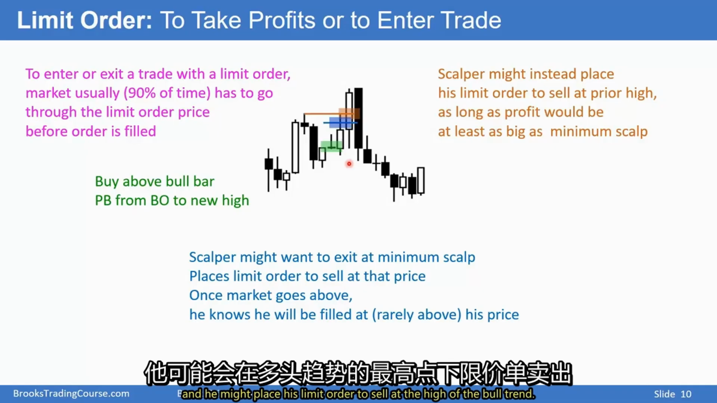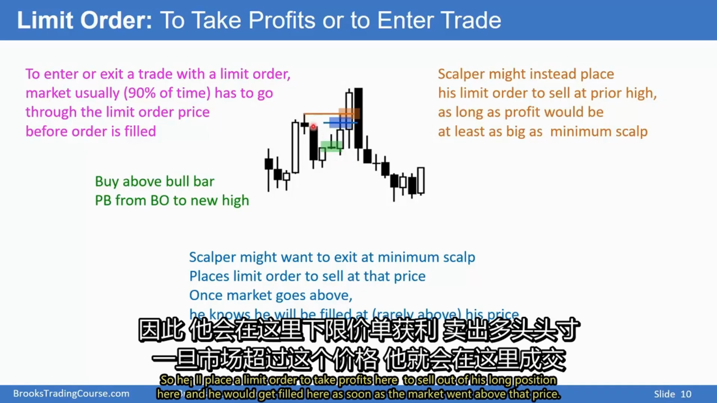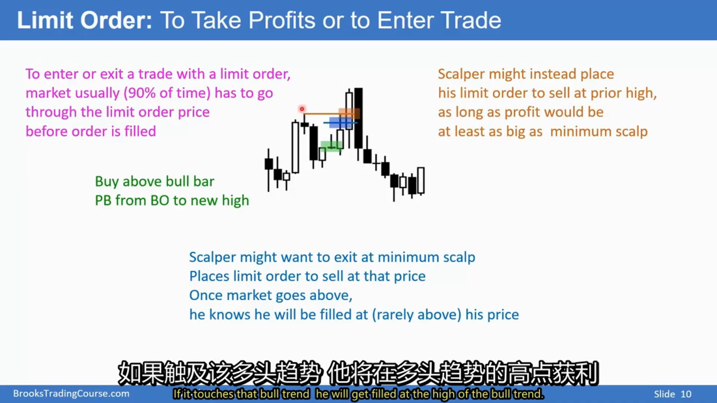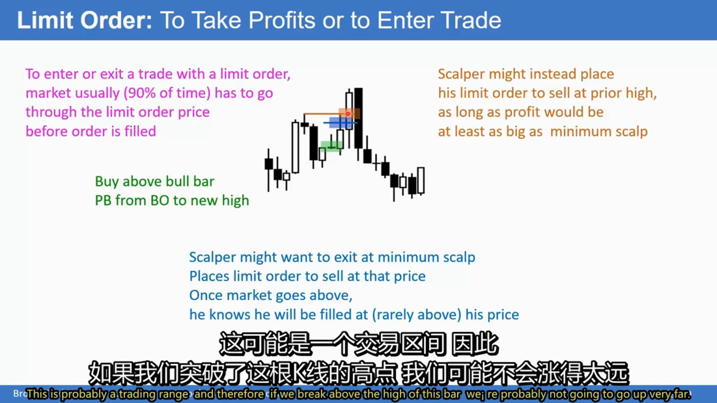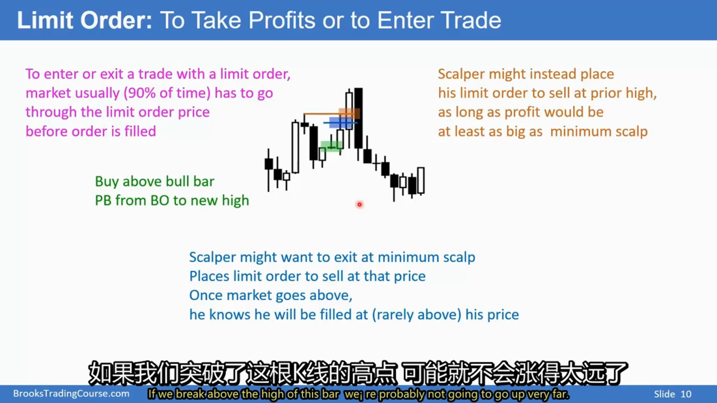On the other hand, the scalper might decide that he wants a little bit more than a minimum scalp, and he might place his limit order to sell at the high of the bull trend. So he'll place a limit order to take profits here, to sell out of his long position here, and he would get filled here as soon as the market went above that price. If it touches that price, 90% of the time he will not get filled. It has to go above that price to make sure that you're filled. If it goes above the price, you will get filled.